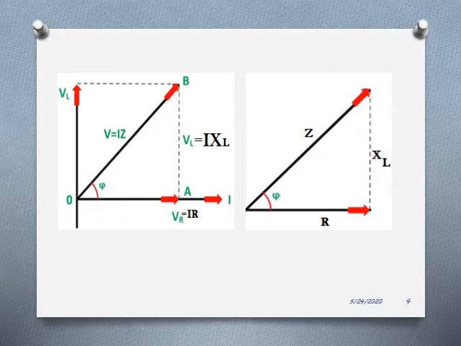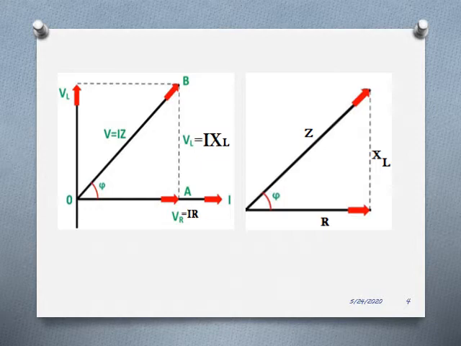V is equal to IZ, where I is the current flowing through that circuit and Z is the total impedance of that circuit. Now, look at the angle phi. The angle phi is somewhere between 0 and 90 degrees. It is not 0, it is not 90 degrees, but somewhere between 0 and 90 degrees. That is the phase difference angle phi.